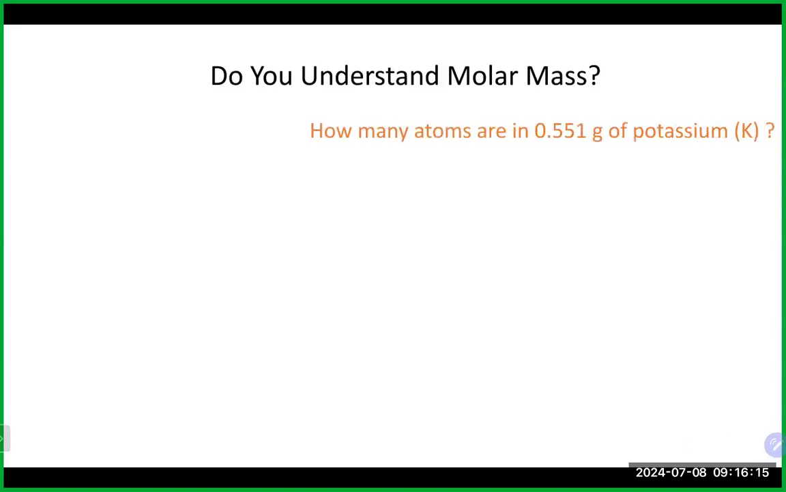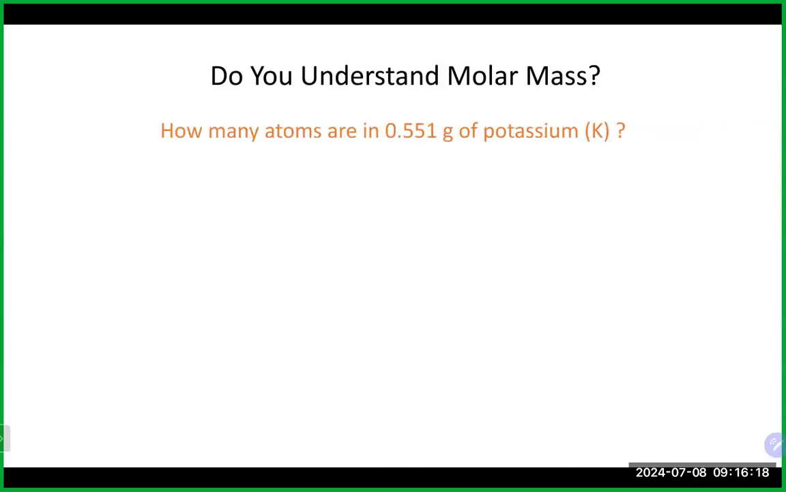All right, so let's try another one here. How many atoms are in 0.551 grams of potassium? Potassium there on the periodic table, 39.10.